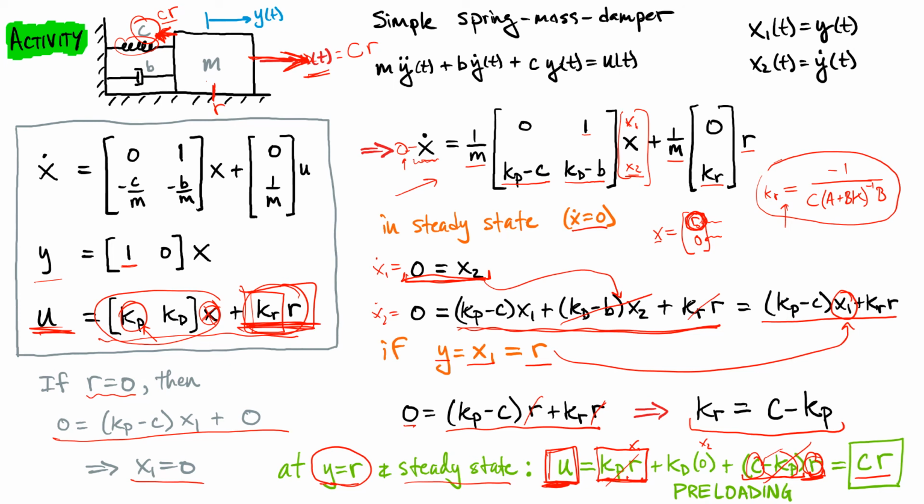And so what it represents is what we'll call preloading of the spring to shift the block over to the right. Essentially, that creates a new neutral position by adding this extra kr times r term. And that's the physical interpretation that helps us understand how this controller is split into a stabilizing piece and a piece that achieves the tracking.